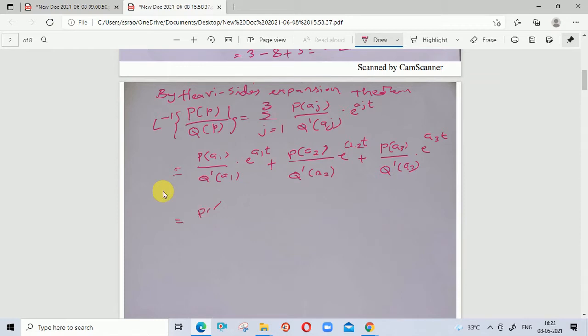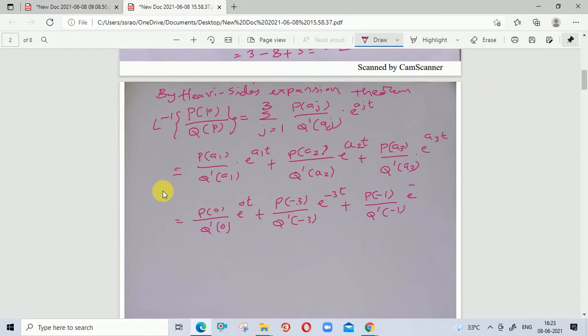divided by Q dash of 0 e power 0t, plus P of a2, that is P of minus 3, divided by Q dash of minus 3 e power minus 3t, plus P of a3, that is P of minus 1, divided by Q dash of minus 1 e power minus t.